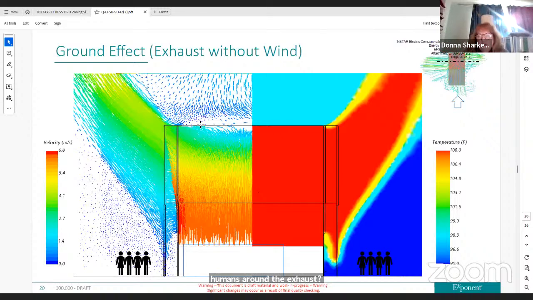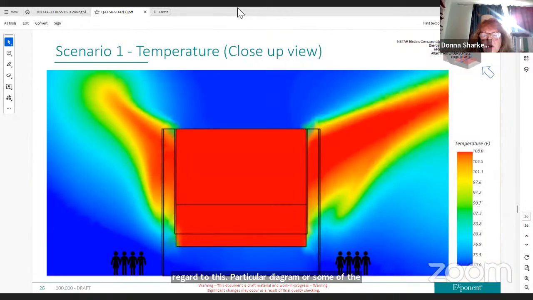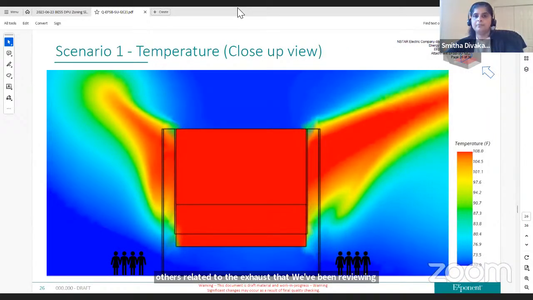Can I just interject? Is your question just with regard to this particular diagram or some of the others related to the exhausts that we've been reviewing?